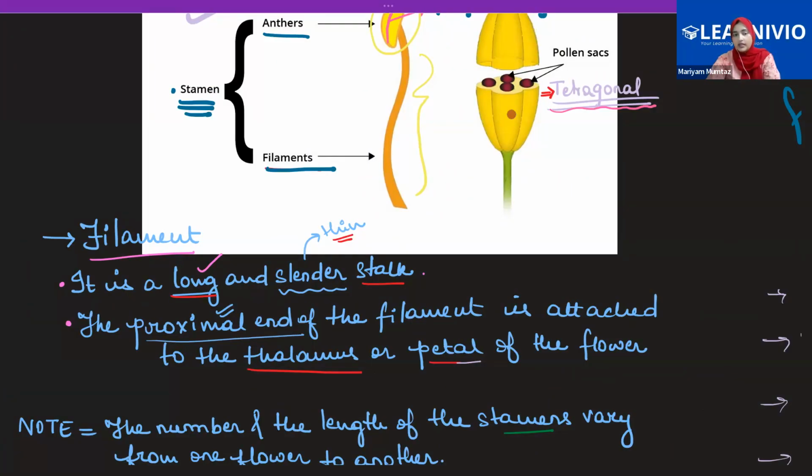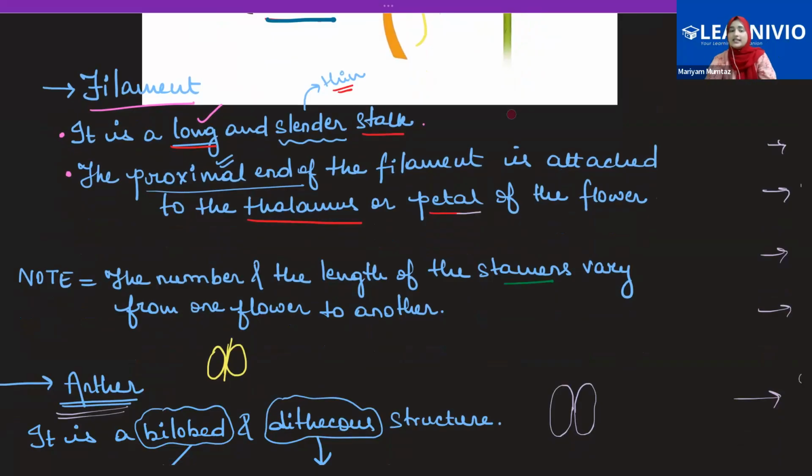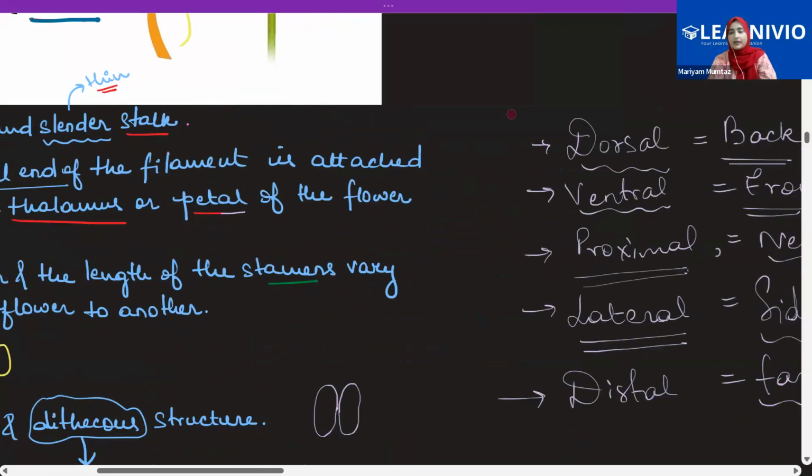That's the case. Now note the number and the length of the stamen. Obviously if the flower is big, the stamens can be big. If the flower is very tiny, the stamens will also be tiny. So the number and the length of the stamen can vary from one flower to another, from flower to flower.